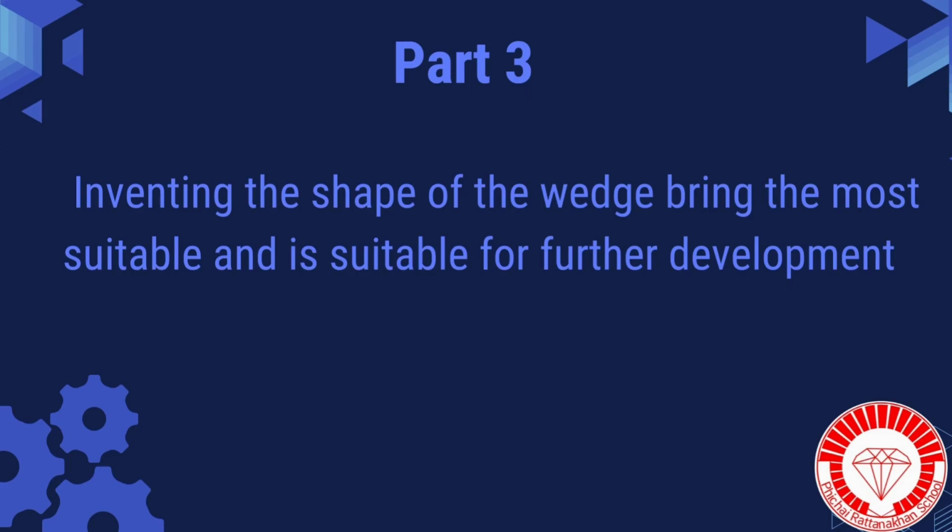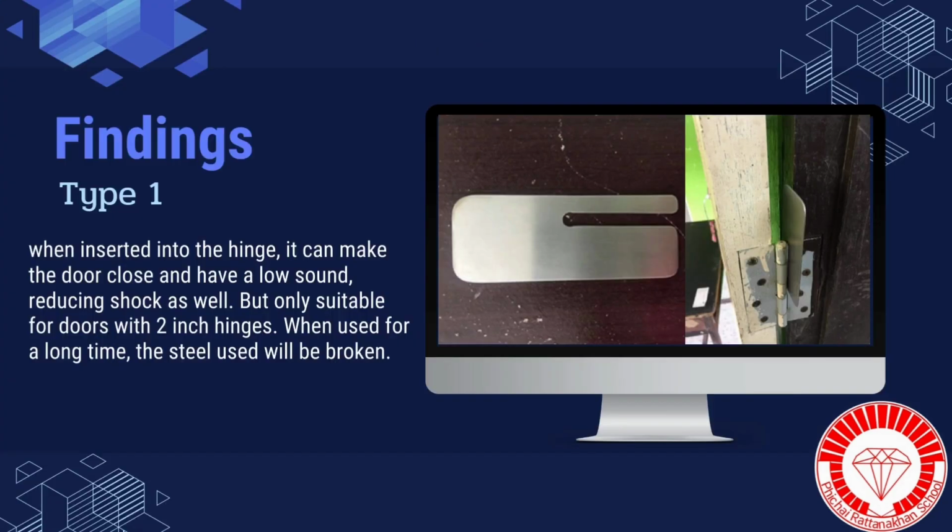Next, we are going to talk about the findings in this project. In this project, we have designed the door stopper into 3 types. Type 1. When inserted into the hinge, it can make the door close and have a loud sound, reducing shock as well, but only suitable for doors with 2-inch hinges. When used for a long time, the steel will be broken.